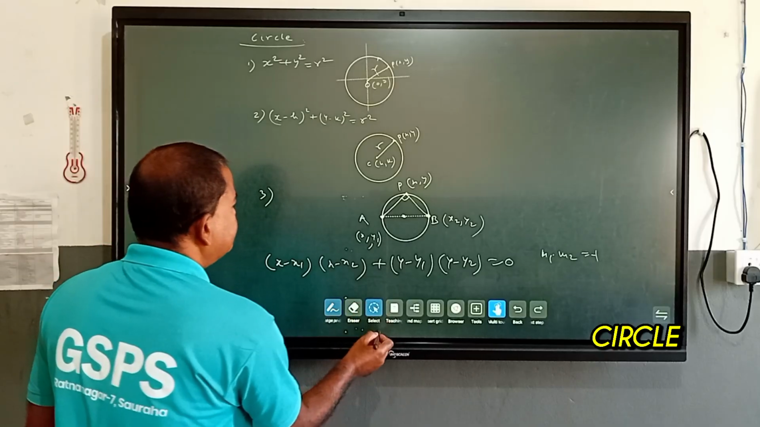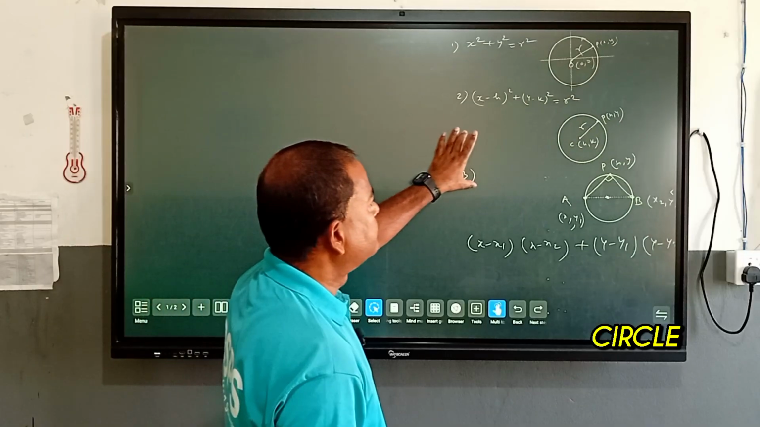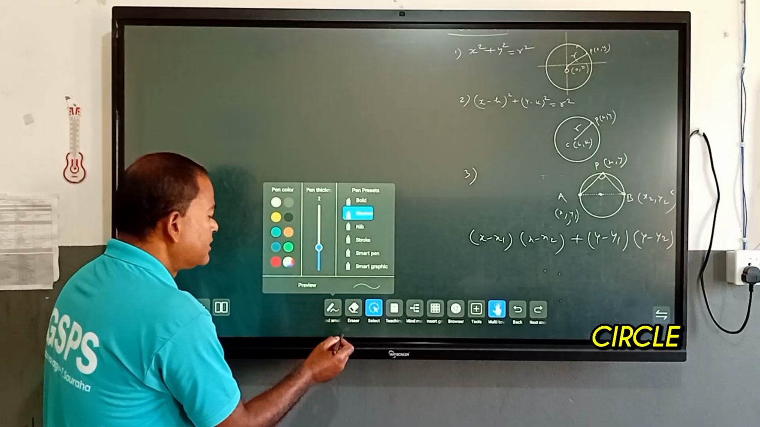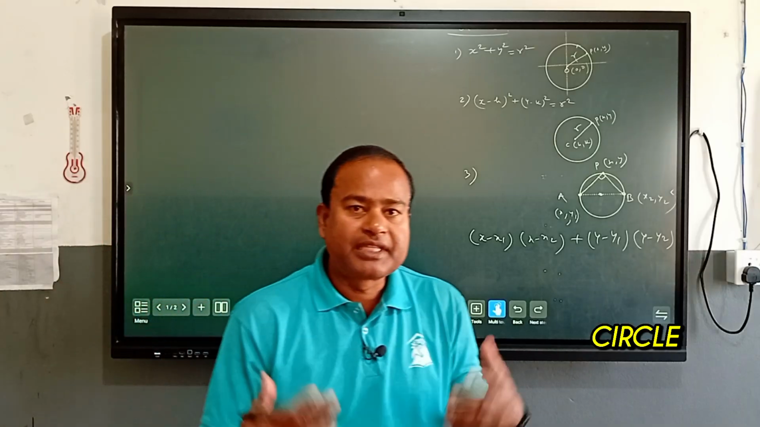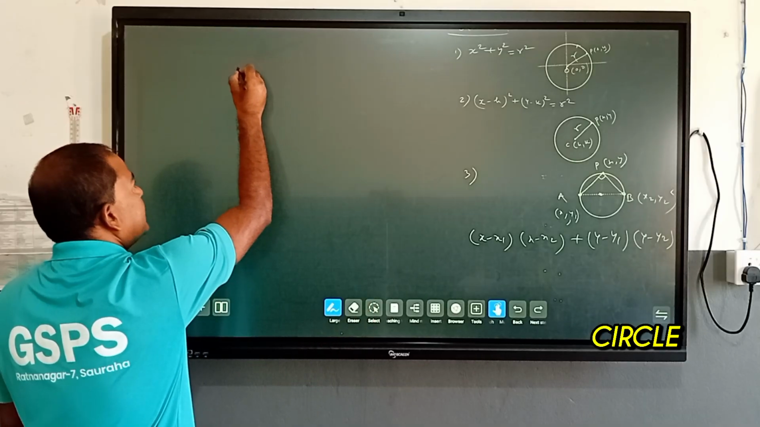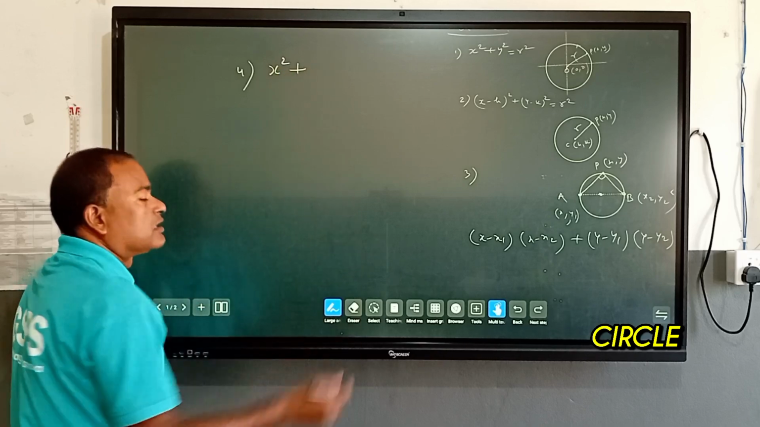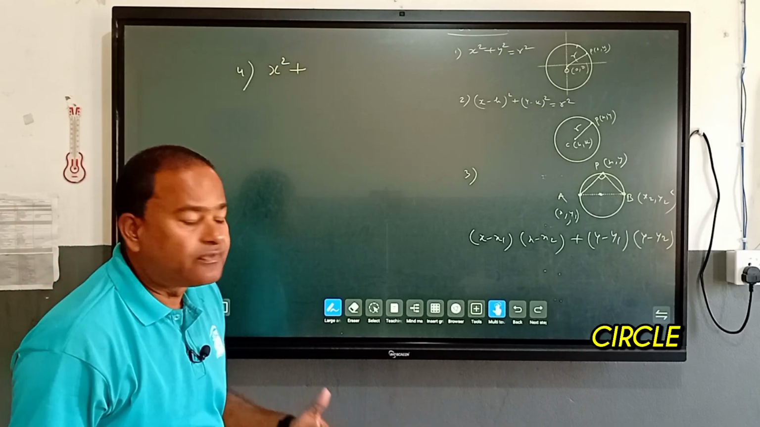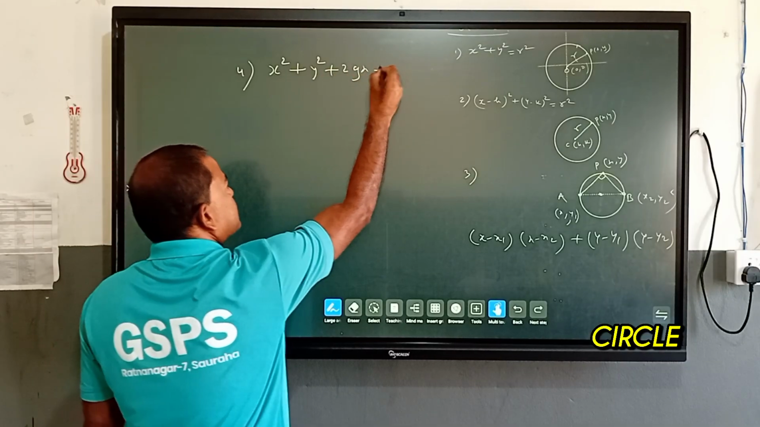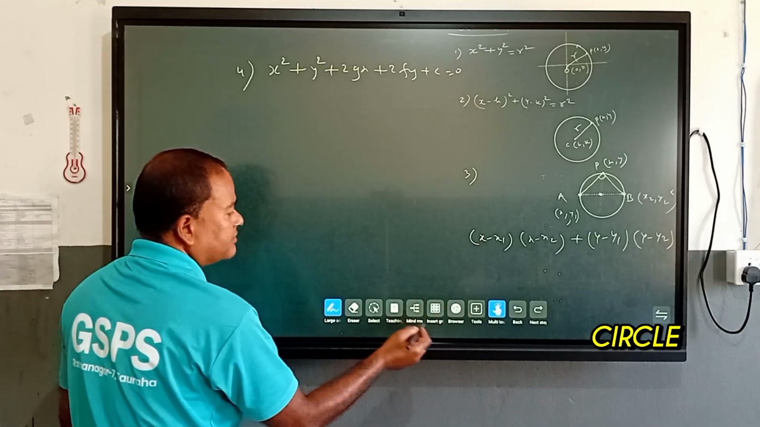Dear students, now the next formula of equation of circle is number 4. The next formula of equation of circle is known as the equation of circle in the general form. Let's write down now the equation of circle in the general form. The equation of circle in the general form is given by the formula x square plus y square plus 2gx plus 2fy plus c equals 0.